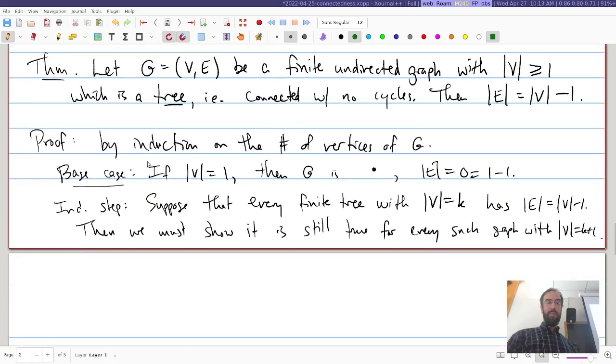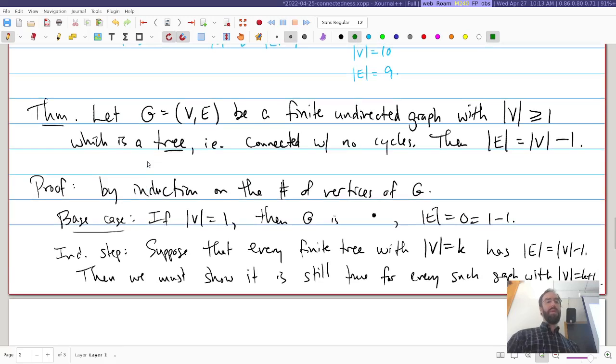Okay. And this is a pretty common technique, especially when proving stuff about graphs, because often this idea of, if we can prove it for smaller graphs, then we can prove it for bigger graphs, then we can build up to all graphs. Okay. So, we already did the base case.